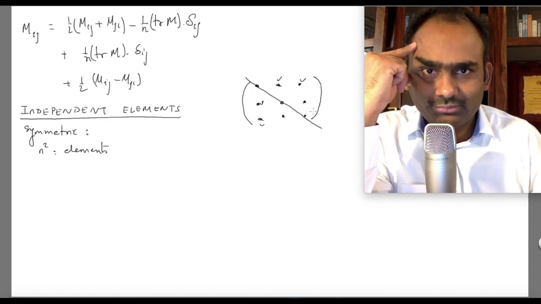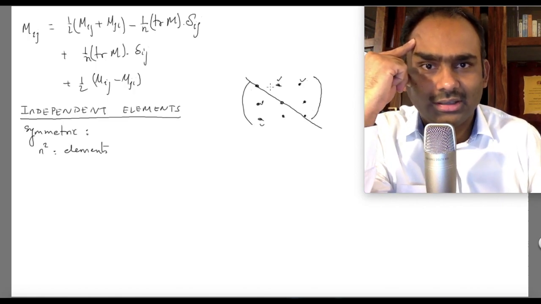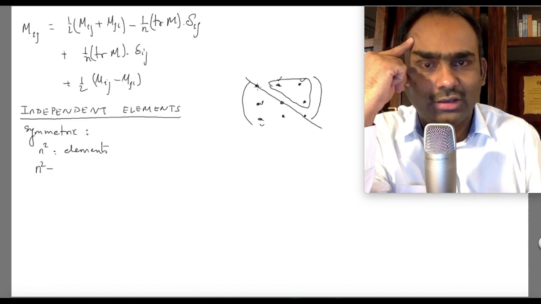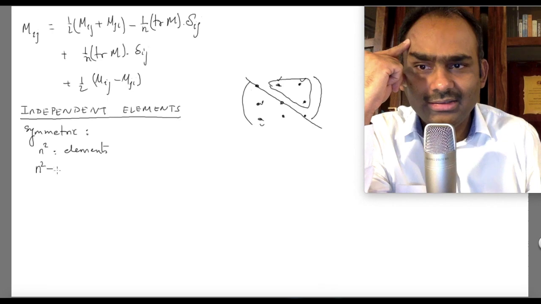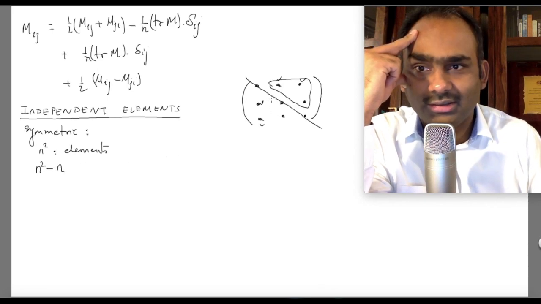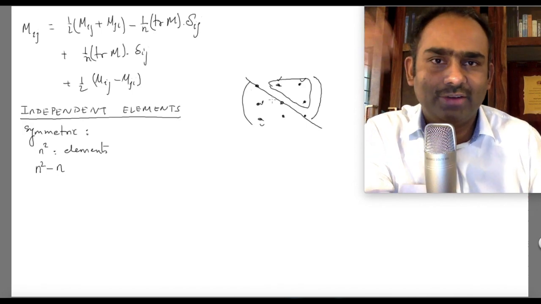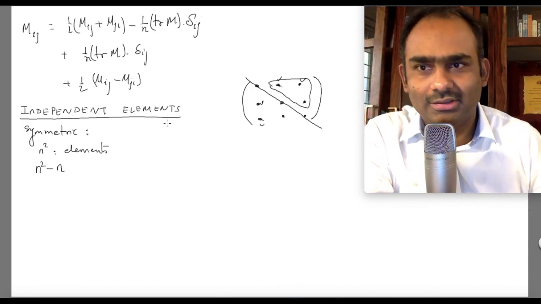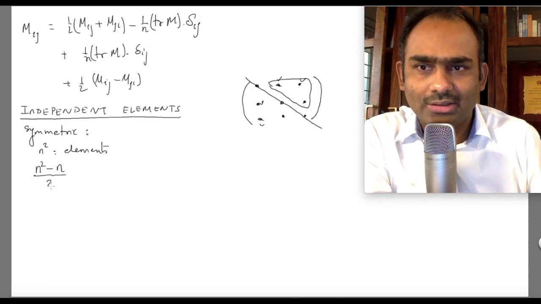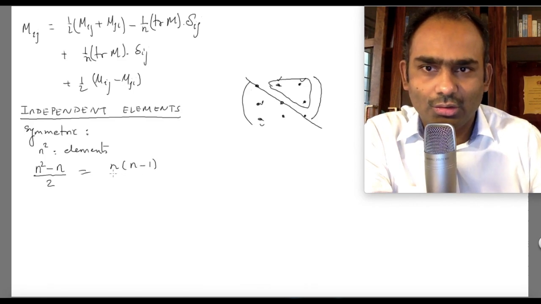So if I can count how many entries are here, I'll be done. So how do I get this? In total you have n square. If you count everything here, you have n square. So out of n square, you remove what you have on the diagonal. On the diagonal you have n entries, right? First, second, third, and so forth. So n square minus n is what you have other than the diagonal entries. Now you divide by 2, you get what you have in the upper triangle, upper half. So you divide by 2, which is the same as n into n minus 1 over 2.